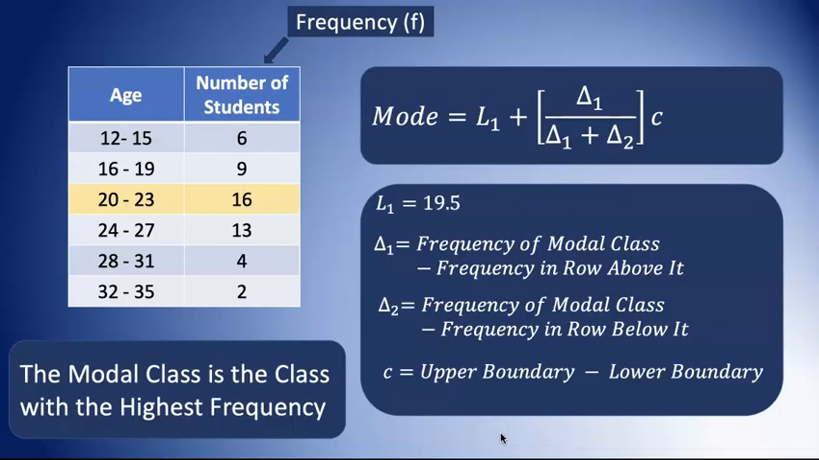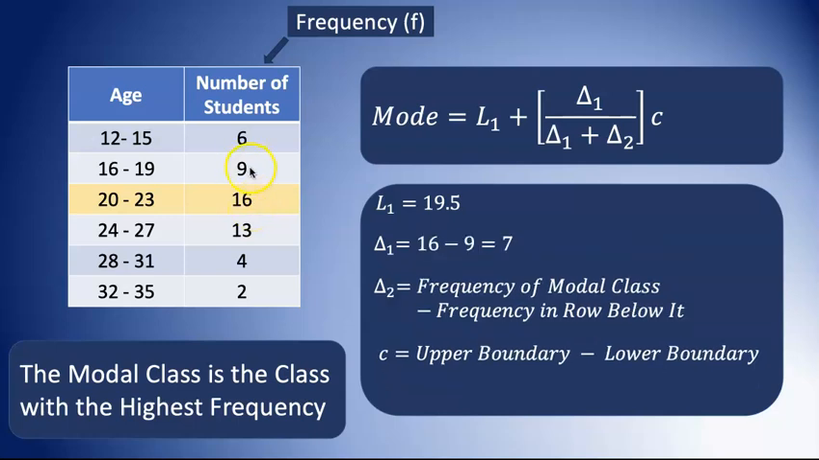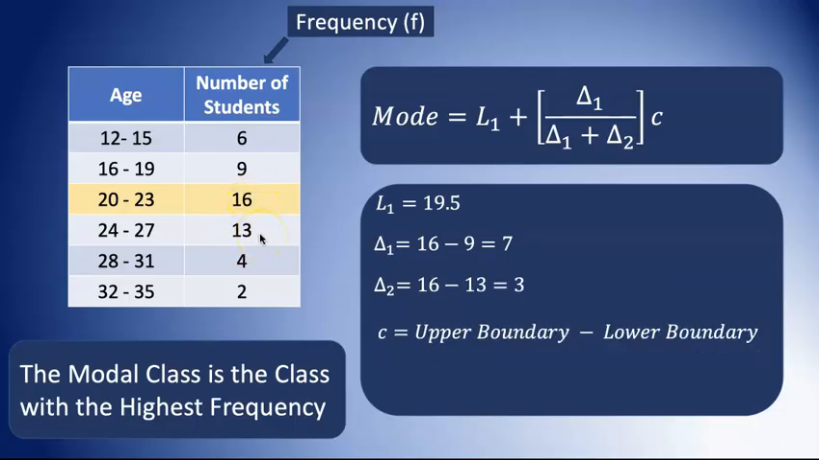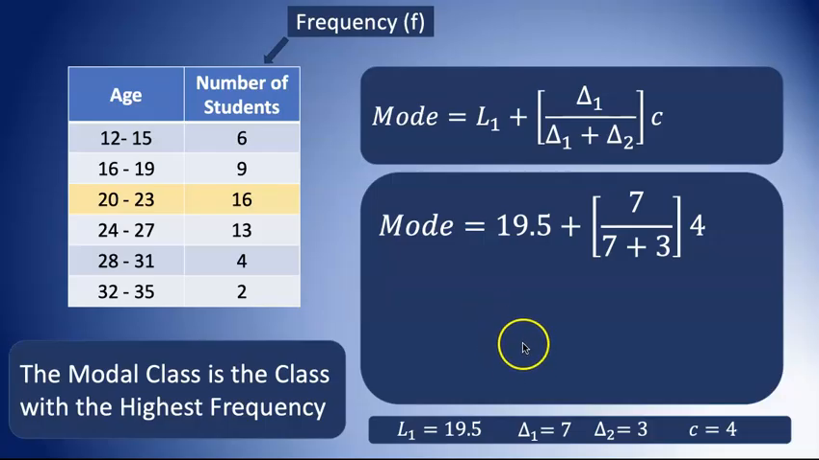So based on that, L1 would be the lower boundary here, which is 19.5. Delta 1, frequency of the modal class is 16, minus the frequency in the row above it. So we're going to have 16 minus 9, giving 7. For delta 2, frequency of the modal class, 16, minus the frequency in the row below it. So 16 minus 13, that's 3. And for class width, it's the upper boundary, 23.5, minus the lower boundary, 19.5. That gives us 4.